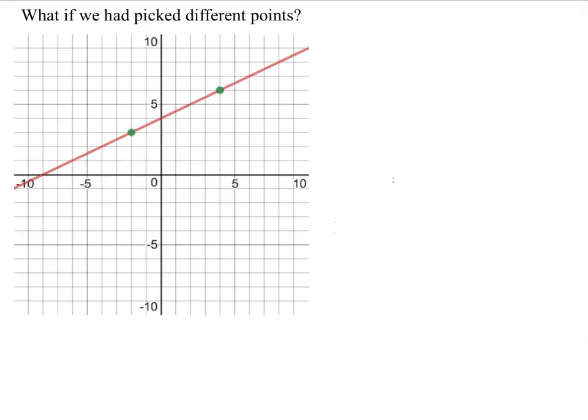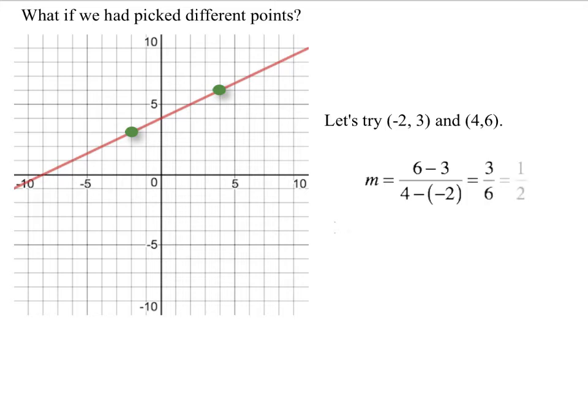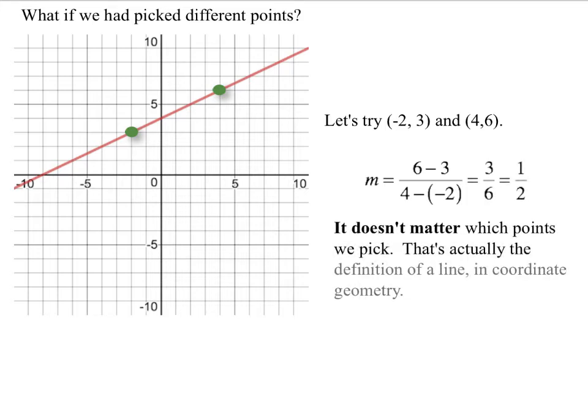What if we had picked different points? Let's try (-2, 3) and (4, 6). m is then (6 minus 3) over (4 minus -2), which is 3 over 6, or a half. It doesn't matter which points we pick. That's actually the definition of a line in coordinate geometry.